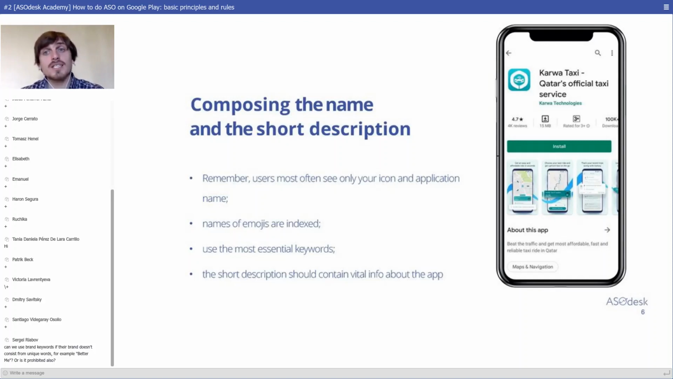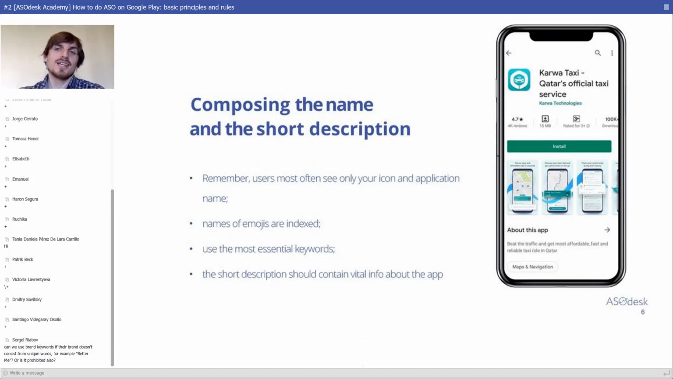So Carva Taxi, Qatar's, and then see how smoothly this ASO practitioner is using the word taxi one more time in the title. So, official taxi service. That's like Qatar's official taxi service. It resembles one big disclaimer about this app.